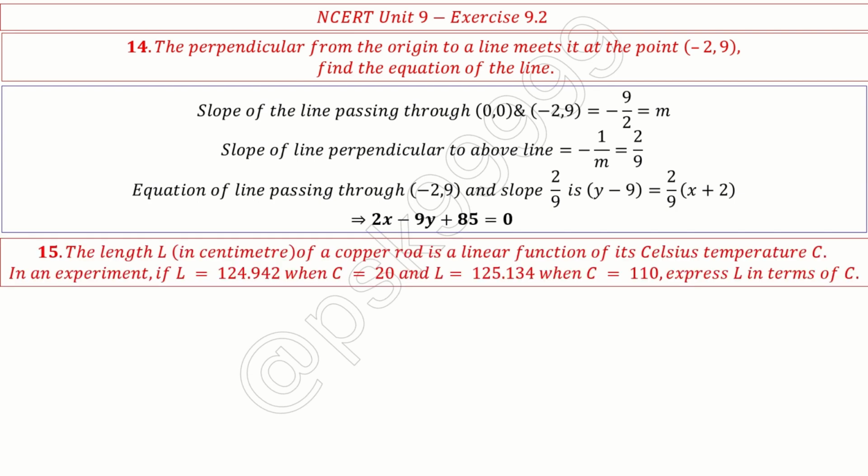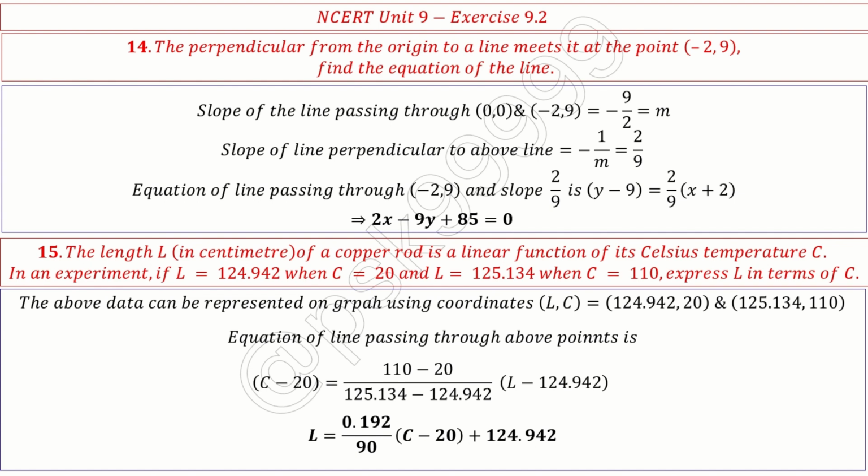The length L of a copper rod is a linear function of its Celsius temperature. In an experiment, L equal to 124.942 when C is 20 and L equal to 125.134 when C equal to 110. Express L in terms of C. I am given 2 points basically, L comma C: 124.942 comma 20, and 125.134 comma 110, correct?